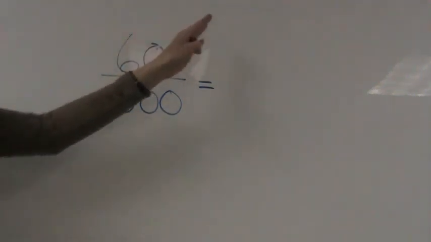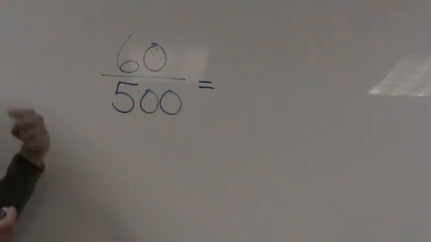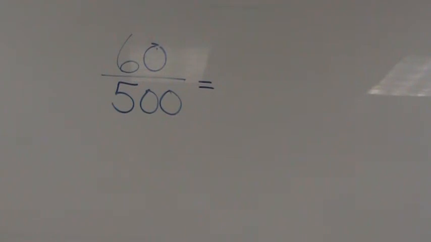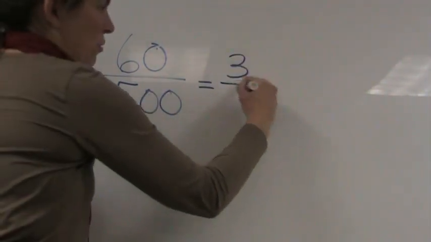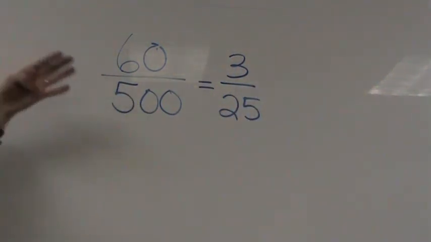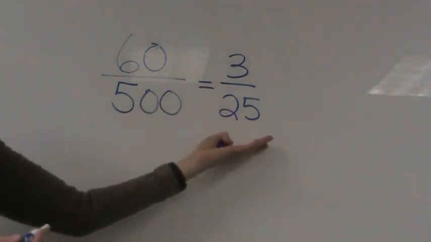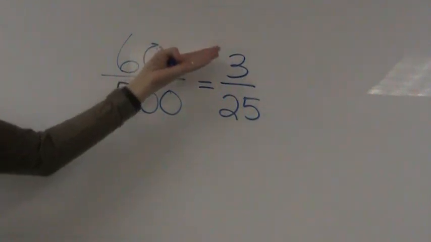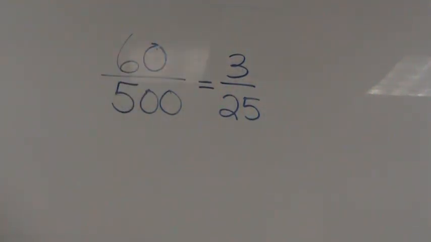and we could figure out some things that could cancel out, and we could get a much simpler ratio of 3 to 25. So I could say for every 500 households that have birds, 60 of them get care for their birds, or I could say for every 25 households that own birds, 3 of them receive veterinary care for their birds.